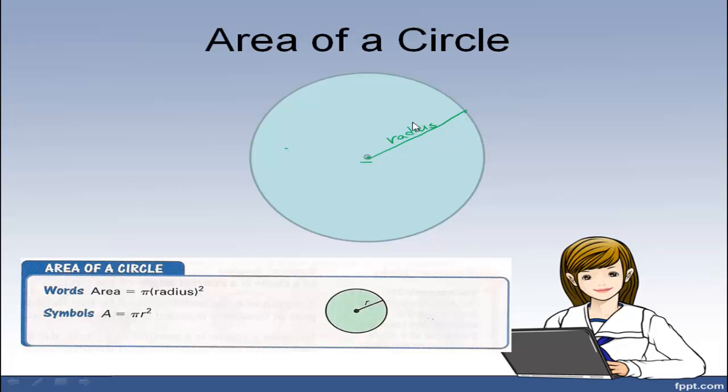And also, the segment that crosses the circle and passes through the center, this whole segment here. I'm sorry, this is not straight. It's a straight segment that goes from one end of the circle to the other, and it passes through the center. We call that the diameter.